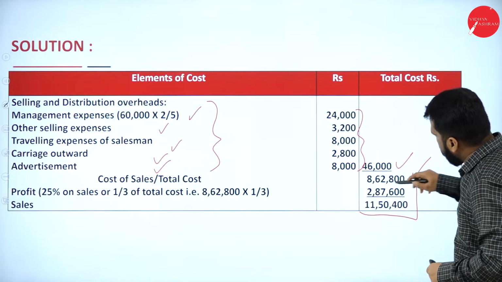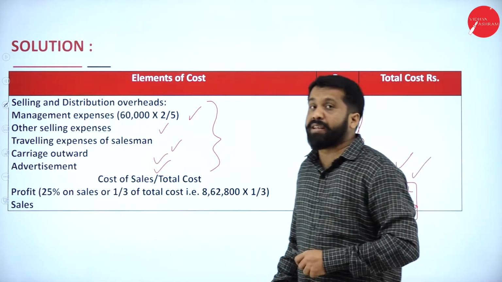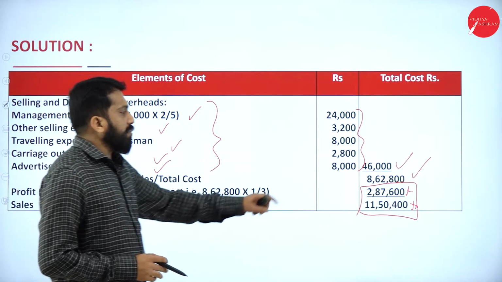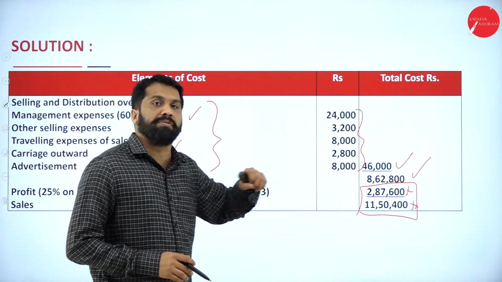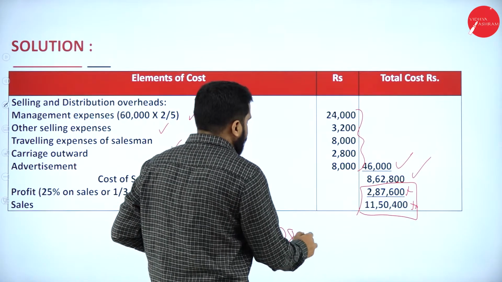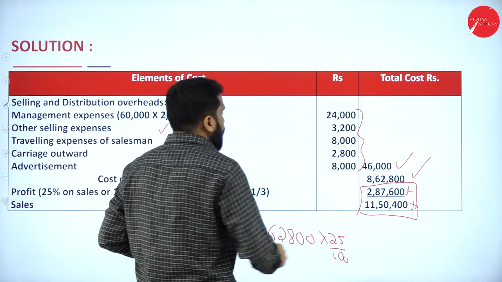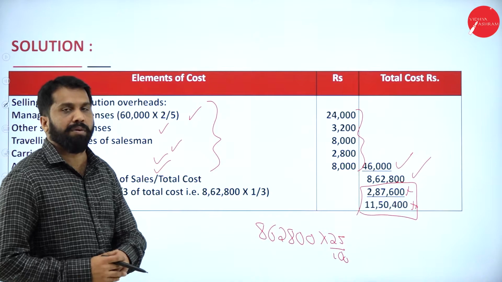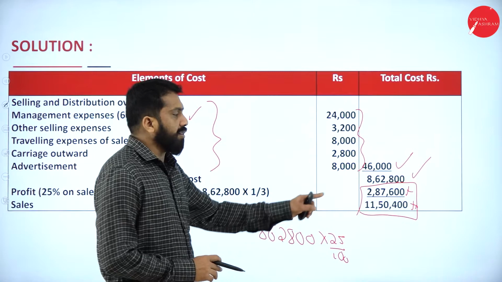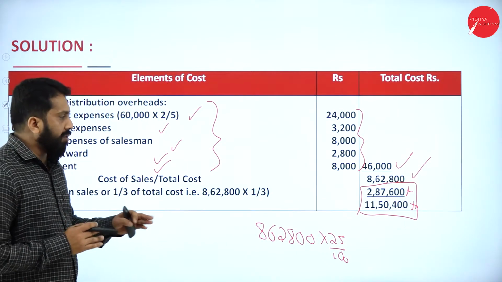Now the problem is with this. You don't know the selling price, you don't know the profit. How do we calculate your profit? Now, if they give 25% on cost, we can do it easily, like 8 lakh 62,800 multiplied with 25%. But they have not given 25% on cost. In this, they have given 25% on selling price. Do you know what your selling price is? No. Then how do we calculate?